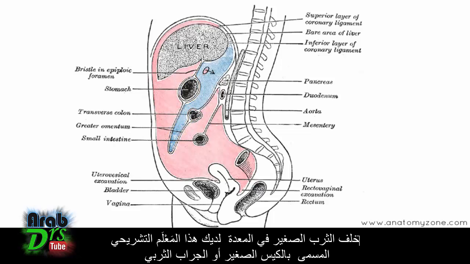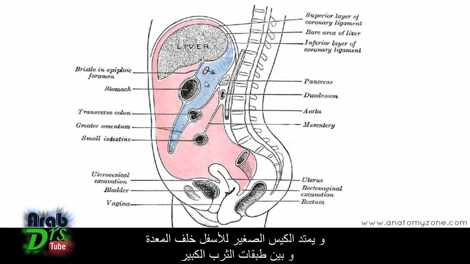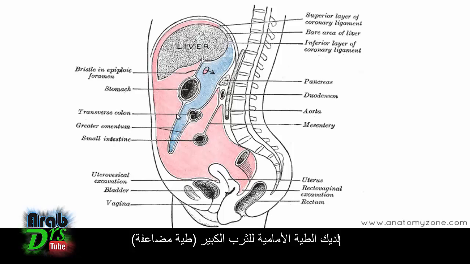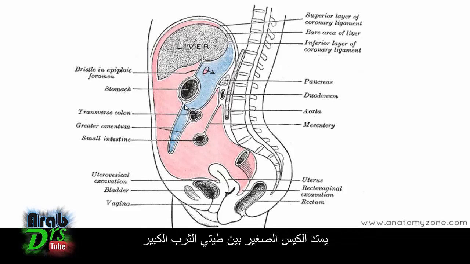So behind the lesser omentum and this stomach, you've got this thing called the lesser sac, or the omental bursa, and this is shaded in blue in this diagram. So this lesser sac extends downwards behind the stomach and between the layers of this greater omentum. So you've got this anterior fold of greater omentum, double fold, and you've got this U-bend, and it rises up again, and you've got this posterior fold which attaches around the transverse colon. So the lesser sac extends between these two folds of greater omentum.